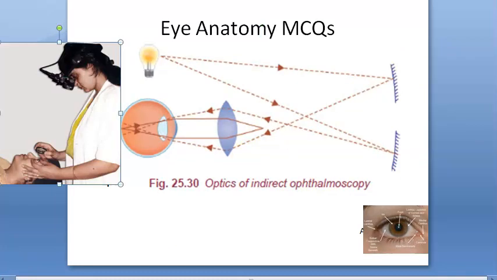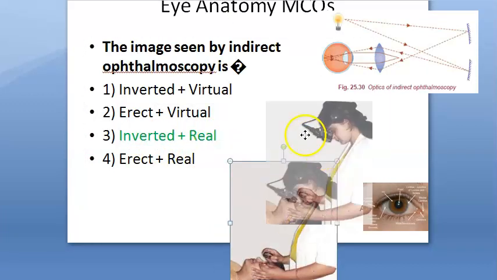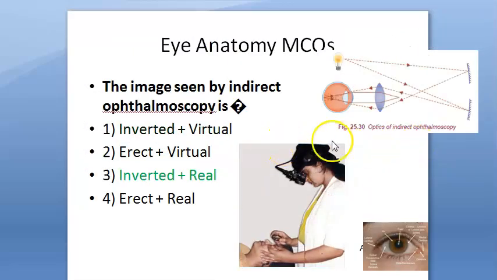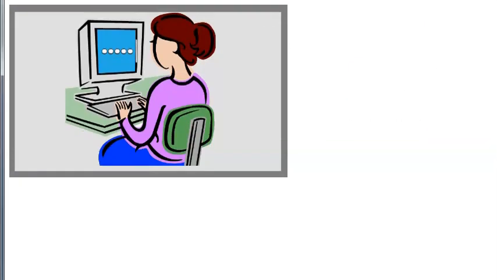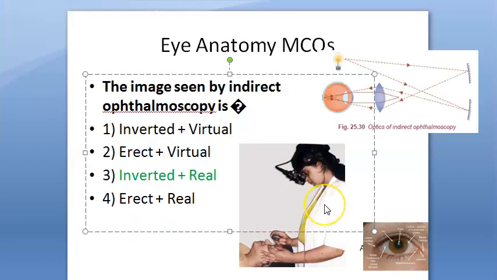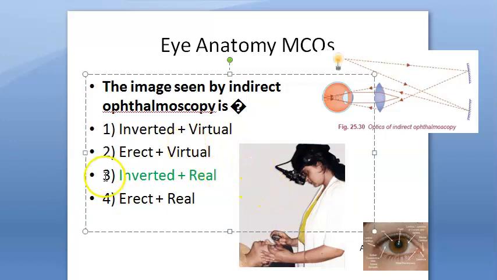So here the image will be a real image, right? A real image is actually always inverted. Okay guys, so in indirect ophthalmoscopy you will get an inverted image, which will be real. So what image will you get in indirect ophthalmoscopy? Inverted image. Here the image will also be magnified. That is the whole point. You want to see it enlarged, right? So here you should say it will be magnified also.